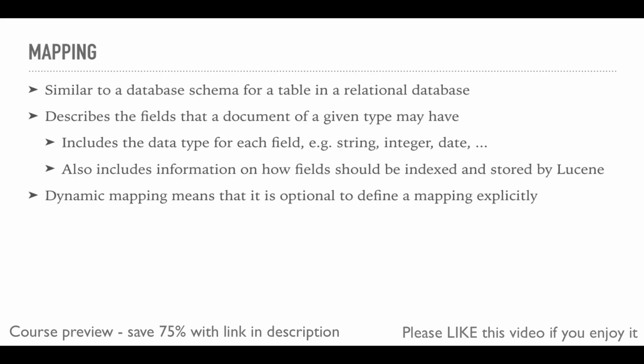A document type has a mapping that is similar to the schema of a table in a relational database. It describes the fields that a document of a given type may have along with the data types, such as string, integer, date, etc. Also included is information on how fields should be indexed and how they should be stored by Lucene. Thanks to dynamic mapping, it's optional to define a mapping before adding documents to an index. If no mapping is defined, it will be inferred automatically when a document is added based on its data.